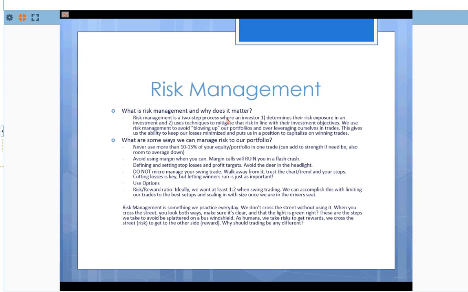Another important thing that I have learned and I struggled with and occasionally still do struggle with is micromanaging my trades. It is a difficult habit to break, especially when your job consists of sitting at a computer desk looking at trades all day. So for me, it's very difficult to not do this. You have to walk away from your trade once you set it. This applies to swing trading, obviously. Walk away from your trade when you set it.